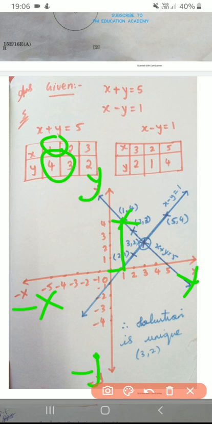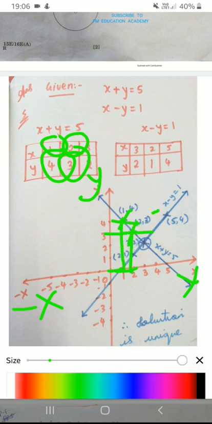Next point we have is when x is 2, y is 3. When x is 2, y is 3 means this is the point, (2, 3). These 2 points we got. One is (1, 4), another one is (2, 3). Next point we have is when x is 3, y is 2, which means this is my point, (3, 2). So these are my 3 points.